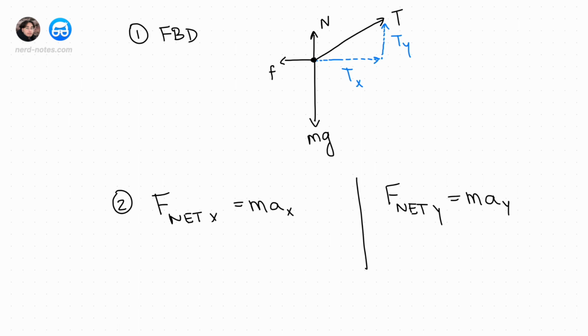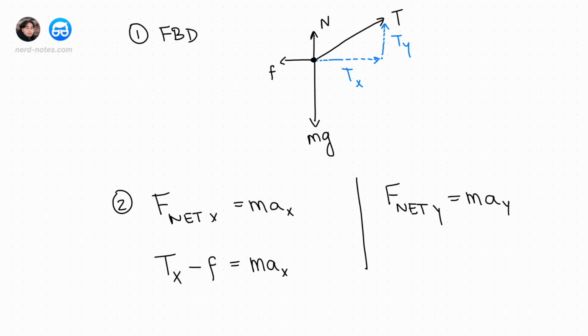So if you look along the x-axis right here, you see that we have one force here and two forces here. And notice how they're pointing in opposite directions. So this is really going to be Tx plus negative friction. Okay, so again, the net force is going to be Tx plus negative friction, which is the same thing as writing minus friction, is equal to max. Okay, so there you go. There's one of your equations.